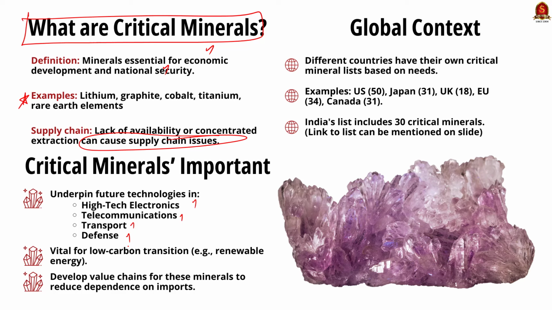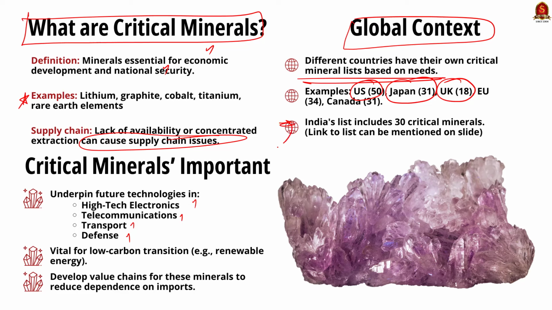So because of this reason, identifying and developing value chains for the minerals has become very critical for any country. See, different countries may have their own list of critical minerals based on their circumstances and priorities. For example, US has declared 50 minerals, whereas Japan has declared 31 minerals and UK considers 18 minerals as critical. India, under the expert committee formed under the Ministry of Mines, has identified 30 critical minerals for India. See, the list of critical minerals and their applications are being displayed here. You can go through it.